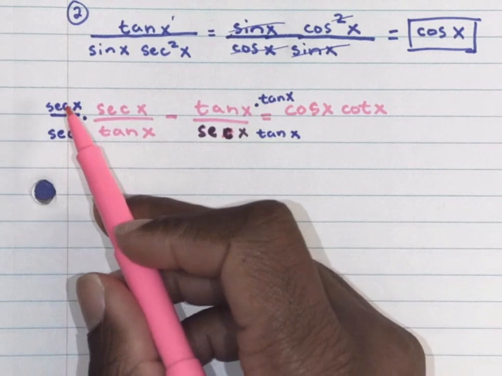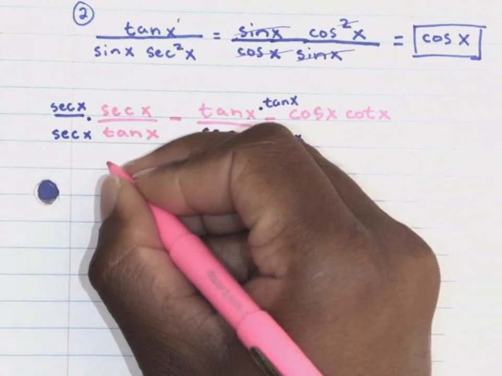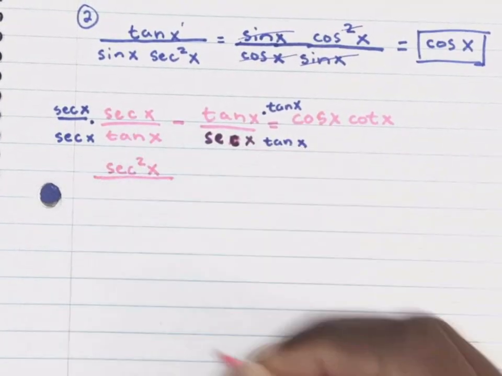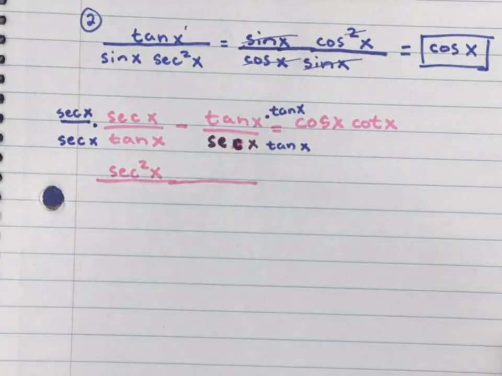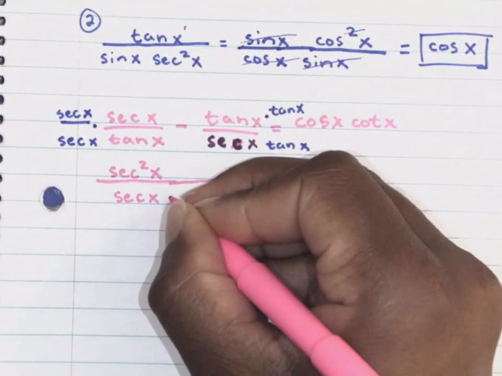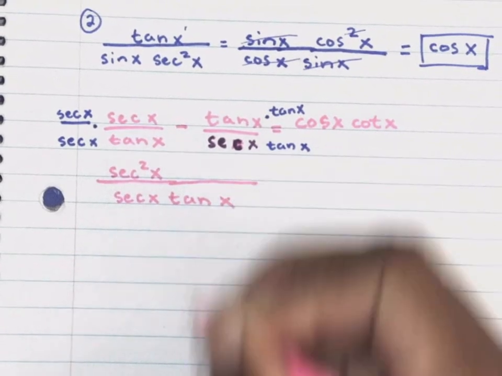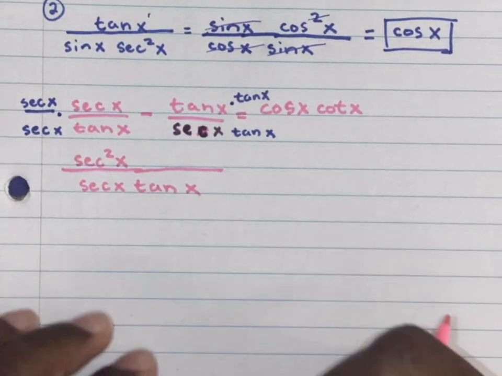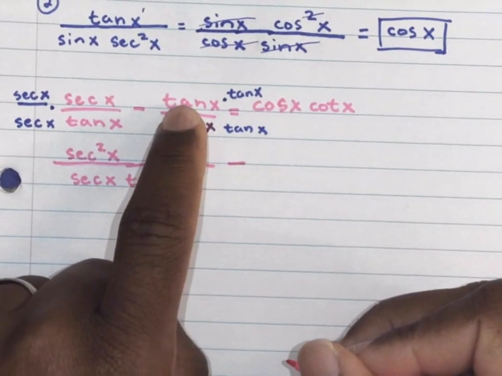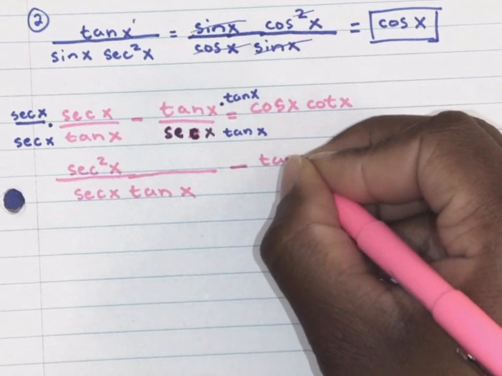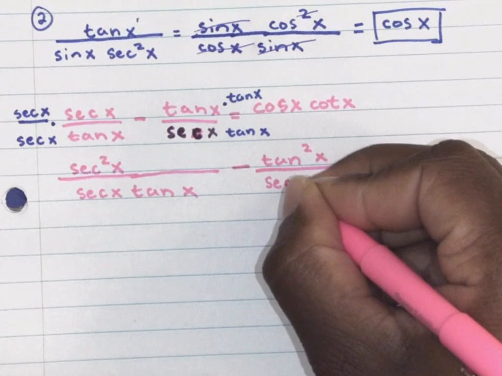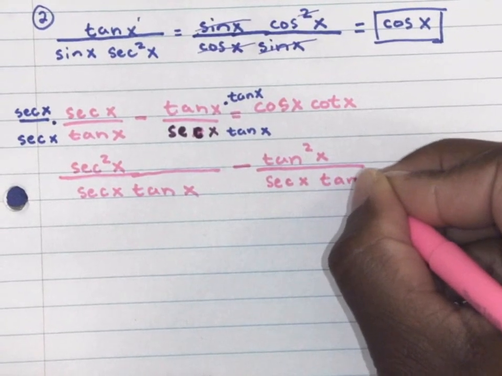So what I get is secant times secant, which is secant squared x. That's the top. And then on the bottom, I have secant times tangent. And I'll tell you what, I'll leave this separated to start off. So that's my first term. As I go to the second term, I've got tangent times tangent, which is tangent squared, divided by secant times tangent.